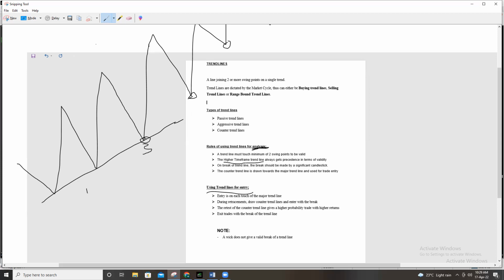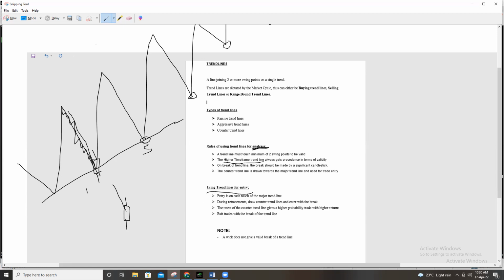Rule 2: during retracement, draw a counter trend line and enter with the break. So when you're drawing your counter trend line, this is a reactive move, of course. You have the break here. This will be easier on a chart, and you're going to see that. So you have the break. Now with this break of the counter trend line, you get in. But mostly, if you want a higher probability trade, remember Forex is about probability, you will not get in with the break. Okay, so you have that break with a very beautiful candlestick.